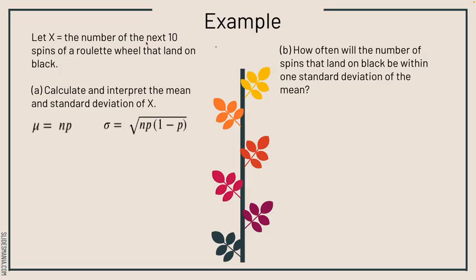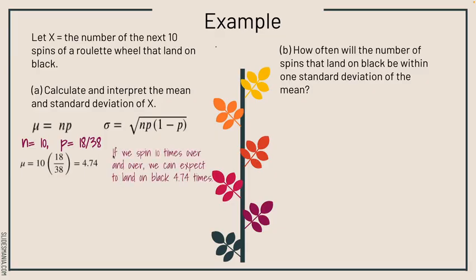So let x equal the number of the next 10 spins of a roulette wheel that land on black. Calculate and interpret the mean and standard deviation of x. So n was 10, p was 18 out of 38. So then we just multiply those, and we get 4.74. And we will need to interpret this. So here is the template. If we spin 10 times over and over, or you can put many, many times, we can expect to land on black 4.74 times. That's what we will expect to happen.